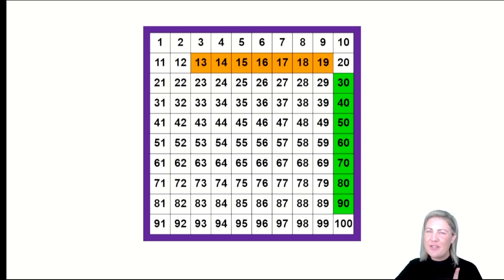I'm going to go back over to the orange ones and count. 13, 14, 15, 16, 17, 18, 19. Let's head back over to the green numbers and count those, starting with 30. 30, 40, 50, 60, 70, 80, 90.